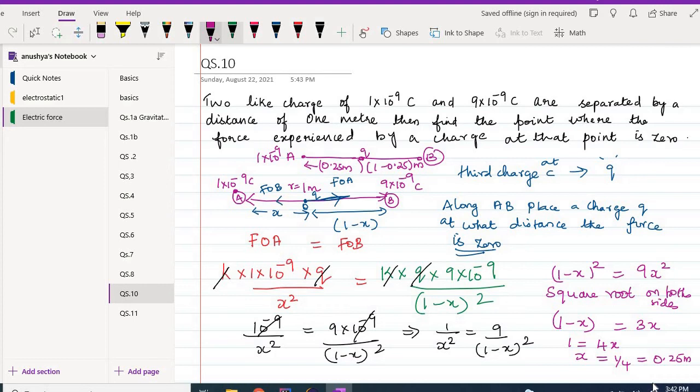So you are finding the value of this x. What they have given is two charges, and they ask to find out at what distance, if you place a third charge, the force experienced by the third charge will be equal to 0. What distance you have to place. So you have to find the distance, and it gives the answer as 0.25 meter. So at 0.25 meter, the force experienced by the third charge will be equal to 0.